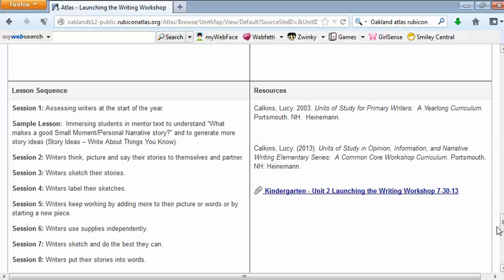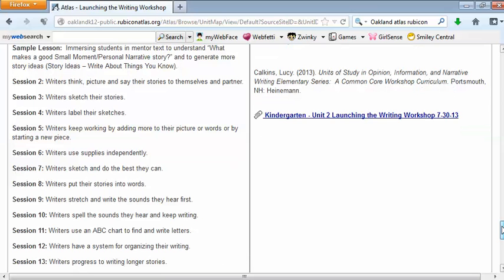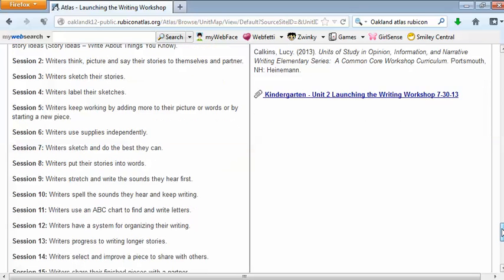And finally, you have a lesson sequence, so you're able to read through the unit at the learning target level. So all of these teaching points for these lessons listed here could truly be turned into learning targets. Writers sketch their stories could absolutely be, for session 3, I can sketch my story, so that you have the ability for students to measure their work up against these clear, student-friendly targets.